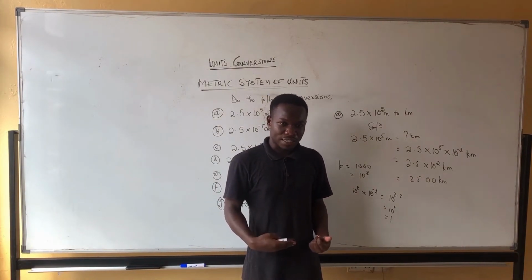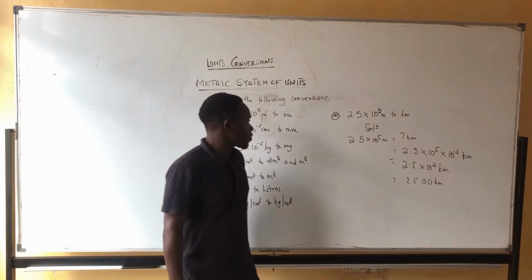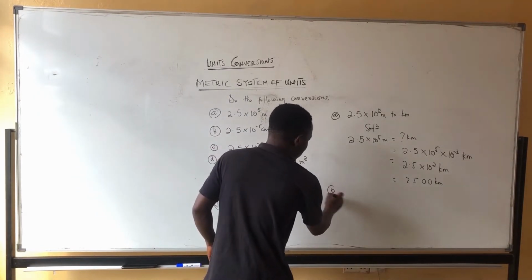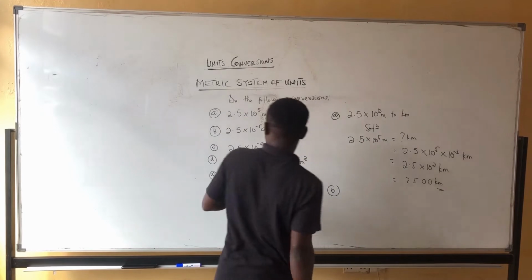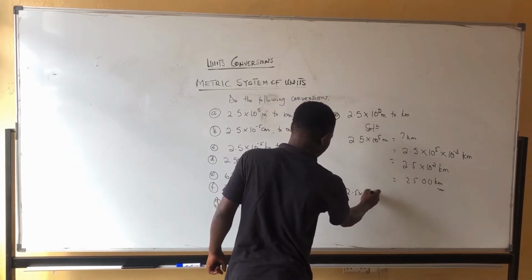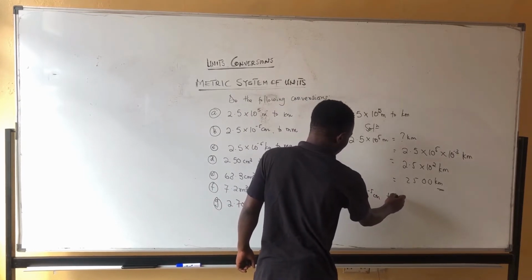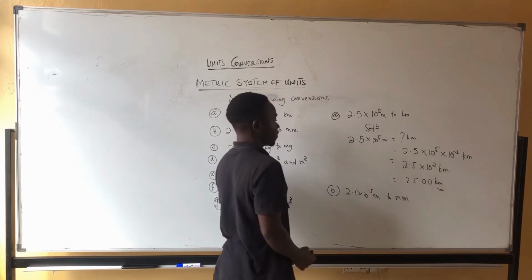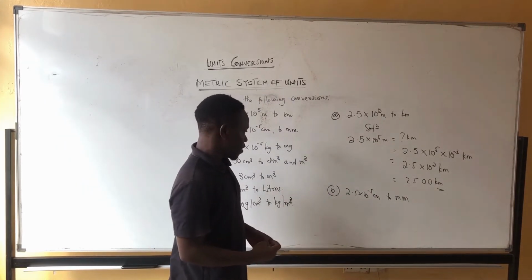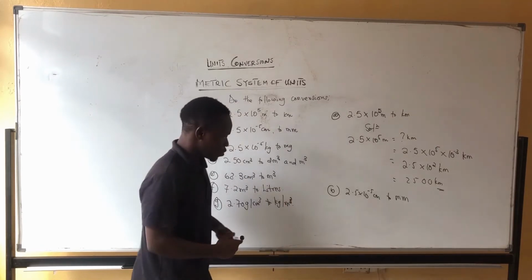Alright, let's move on to the next example. We are going to try the second question, B: convert 2.5 times 10 to the power negative 5 centimeters to millimeters. How do you do that conversion? Okay, so I'm going to do that.